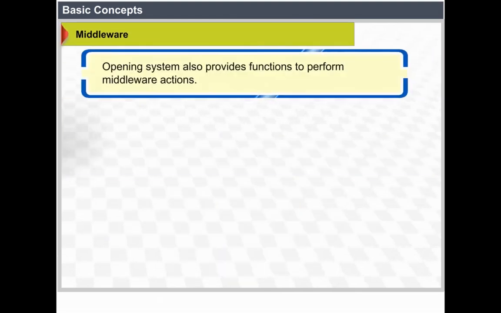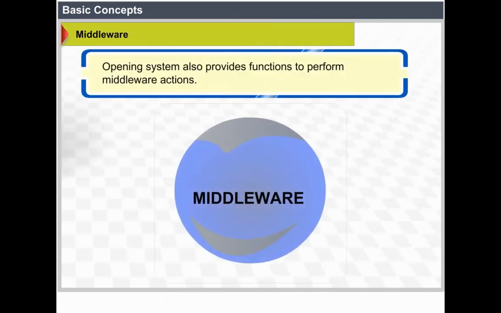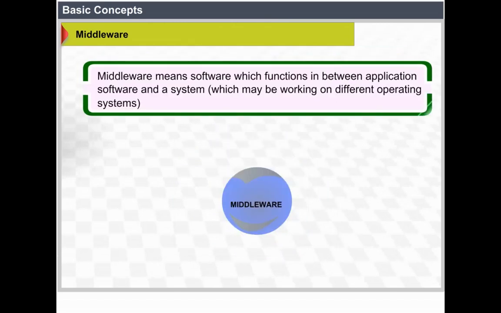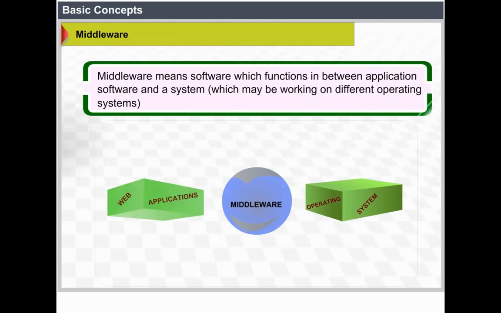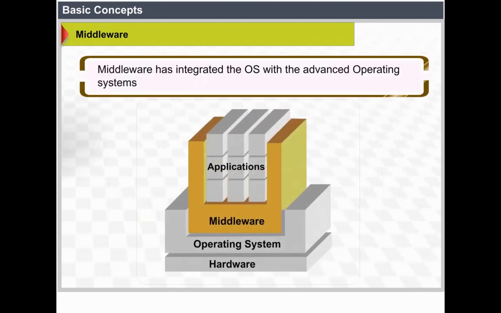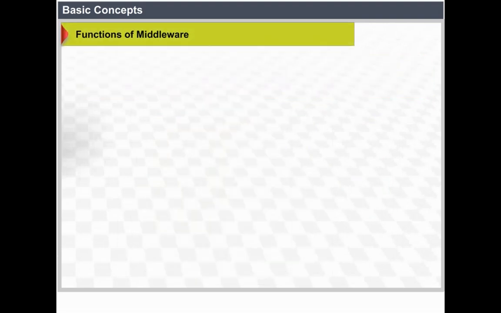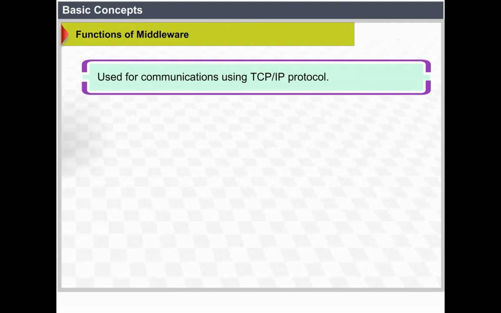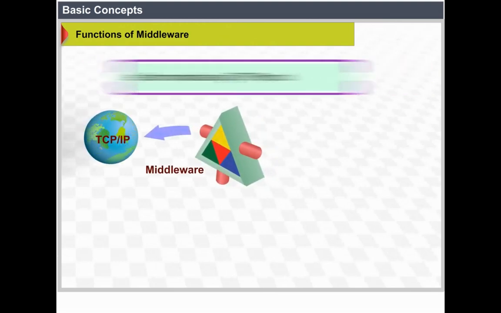Middleware. The operating system also provides functions to perform middleware actions. Middleware means software that functions in between application software and a system that may be working on different operating systems. Middleware has integrated the OS in the advanced operating systems. Functions of middleware: used for communications using TCP/IP protocol.